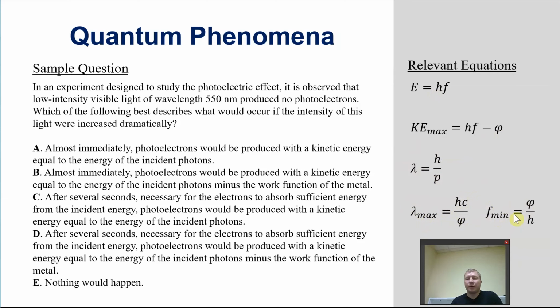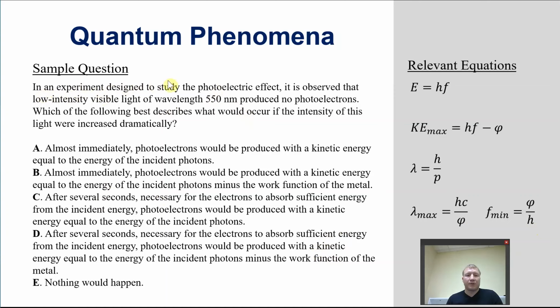So you need some minimum frequency, which corresponds to maximum wavelength, in order for the photoelectric effect phenomenon to occur. So if the frequency is smaller than work function divided by Planck's constant, then the photoelectric effect does not occur. And that is exactly what the question is asking about.